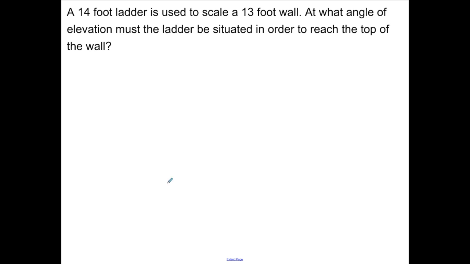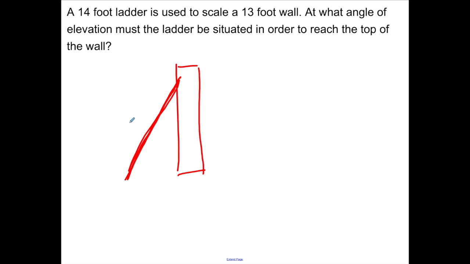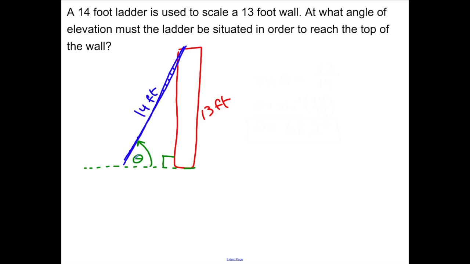One more example. A 14-foot ladder is used to scale a 13-foot wall. So, a ladder, if you have a wall here somewhere, and let's say you're trying to jump onto somebody's roof, because that's what people do for fun. So we're going to have a 14-foot ladder. This is a 13-foot wall. It wants to know the angle you have to put the ladder at. So you're going to have something that looks like that. So 14-foot ladder, 13-foot wall, and this is the angle you're looking for.